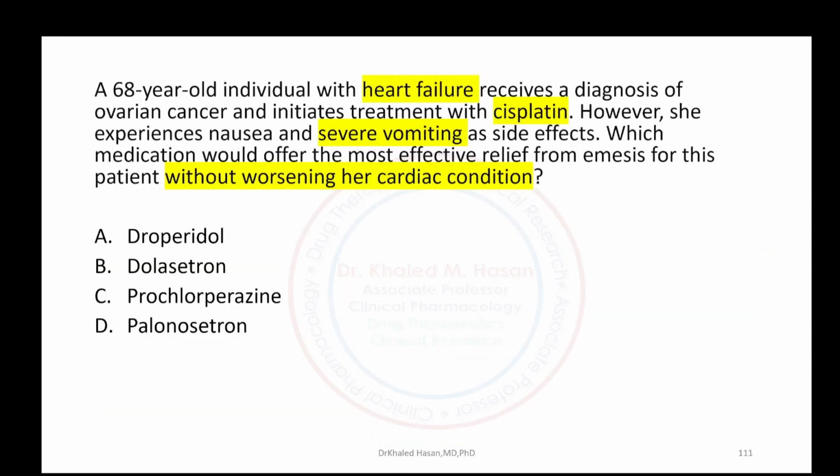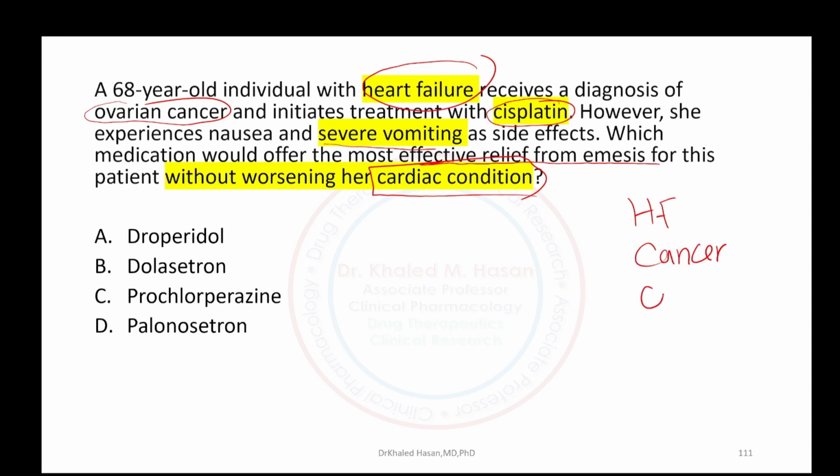Now we have a case study. A 68-year-old individual suffers from heart failure, and this patient is diagnosed with ovarian cancer. She's on cisplatin and starts suffering from severe vomiting as a side effect. Which of the following medications may offer the most effective relief of emesis in this patient without worsening the cardiac condition? So we have a patient with heart failure, with cancer, treated with cisplatin, and now suffering from severe vomiting. We try to treat the vomiting without worsening the heart condition.